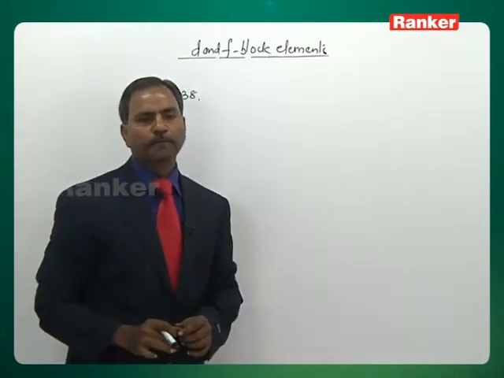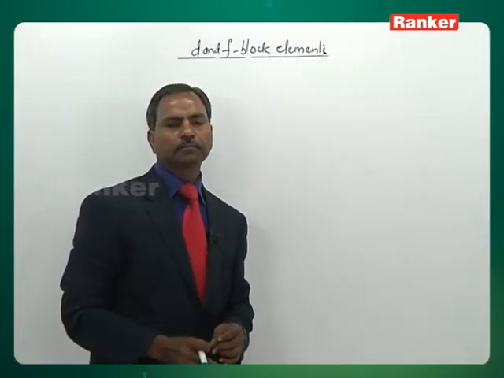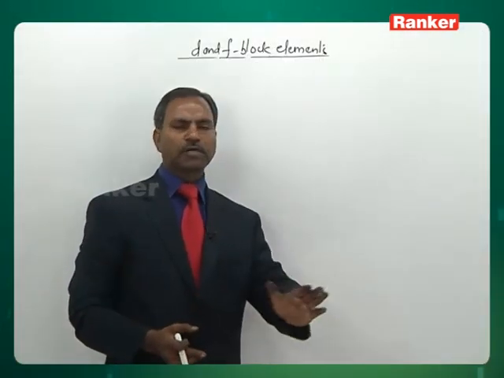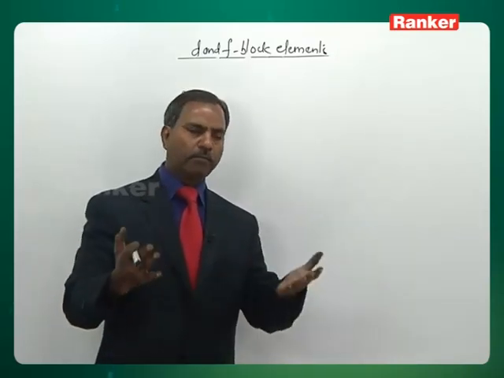Question number 38. Cerium 58 is an important member of the lanthanoids. Which of the following statements about cerium is incorrect? Option A: a common oxidation state of cerium is +3 and +4. Yes, cerium exhibits +3 and +4 commonly. We agree +4 is more stable, but both oxidation states are exhibited by cerium.